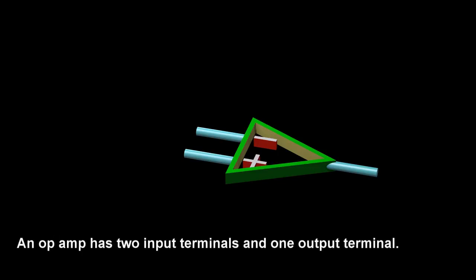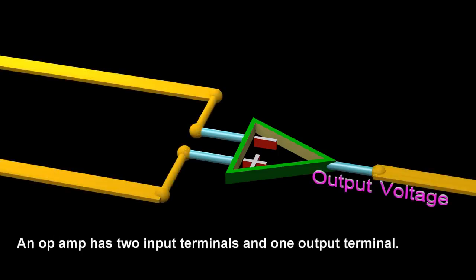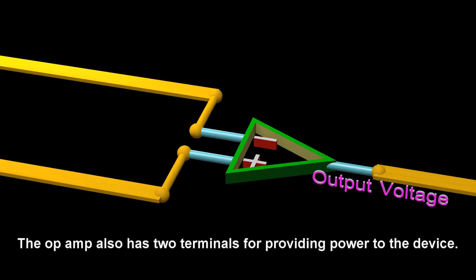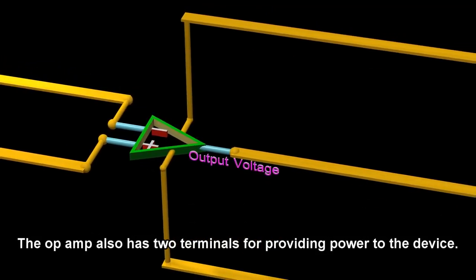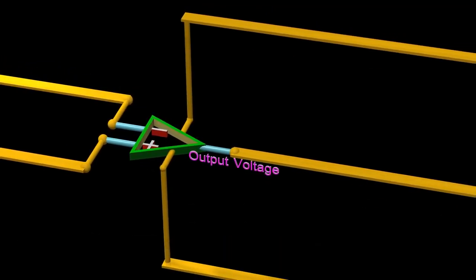This is an operational amplifier. It has two inputs and one output. One is the inverting input, another one is the non-inverting input, and two power supplies, plus VCC and minus VEE, connected like this.